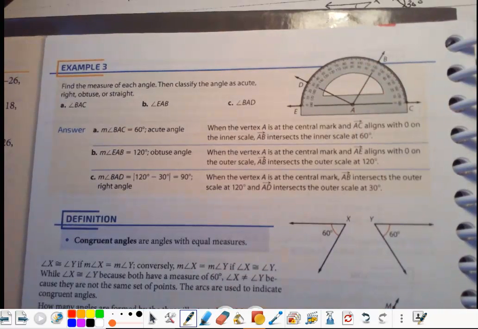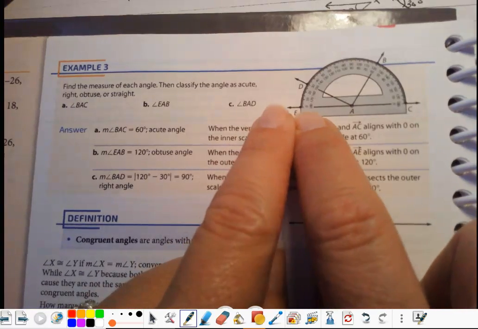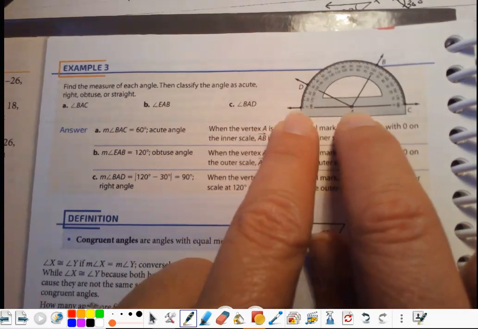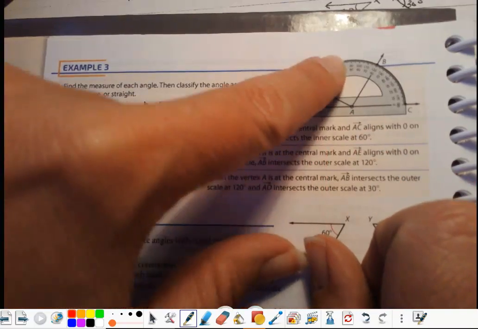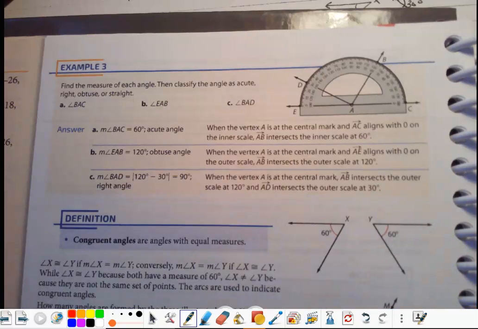All right, how about angle EAB? That's an obtuse. And so how many degrees is that? 120. Because again, the ray EA is on this side, so 0 is on the outside. So we're looking at the measures on the outside of the angle this time. Perfect. And how about angle BAD?